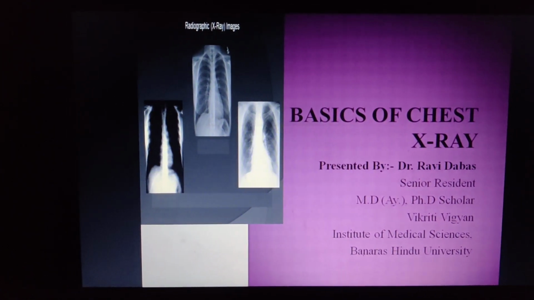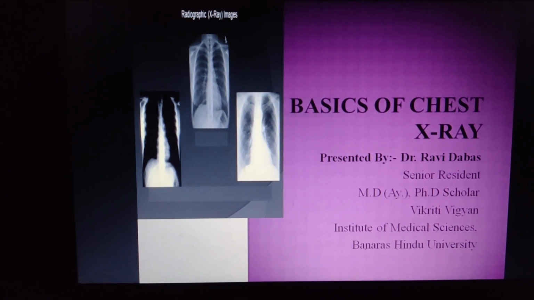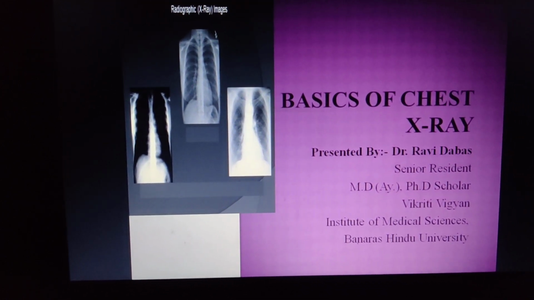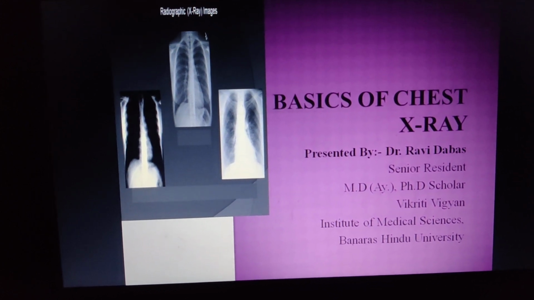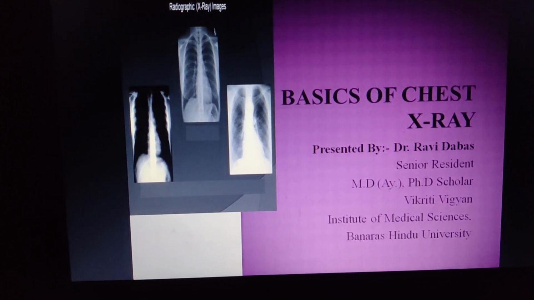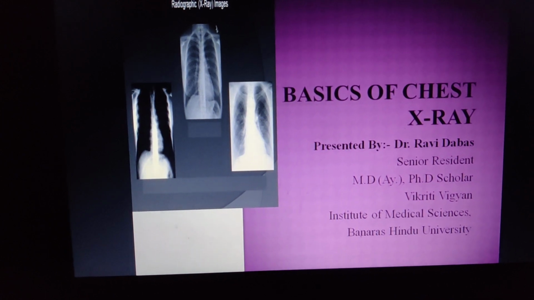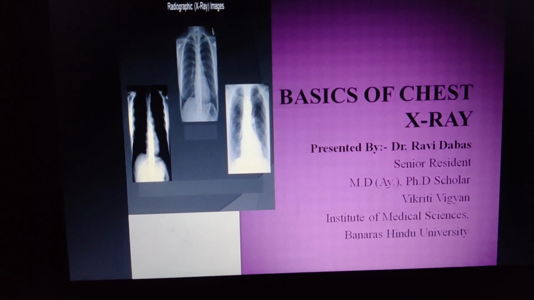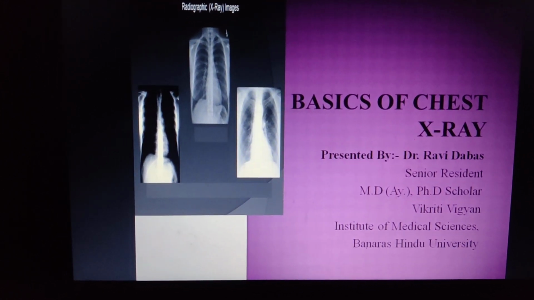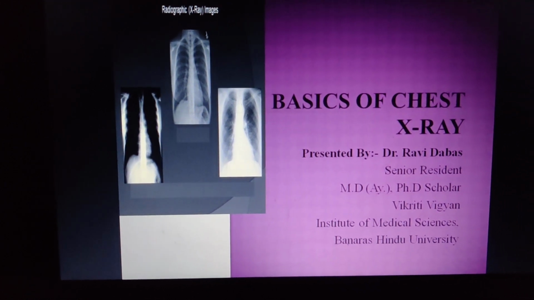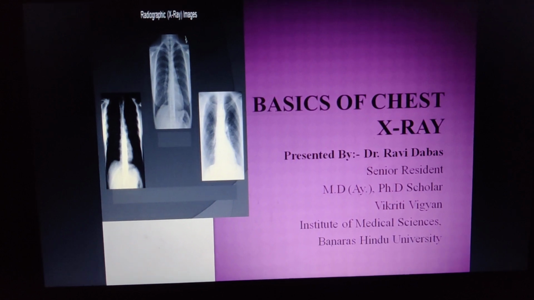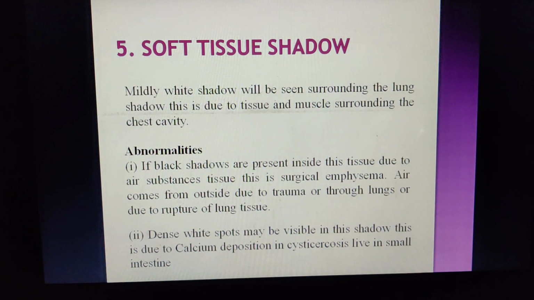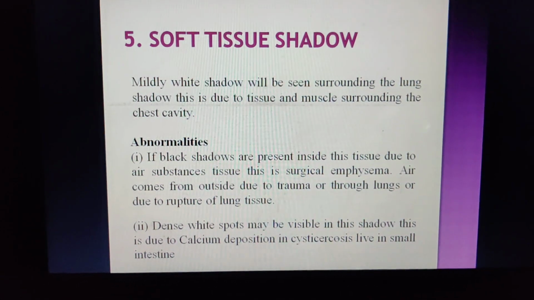In this presentation, I am going to discuss the soft tissue shadow, bony shadow, lung shadow, heart shadow, and there are many abnormalities like pleural effusion, pneumothorax, infiltration and cavities. How can we assess which abnormality the X-ray film is showing? The first is the soft tissue shadow.